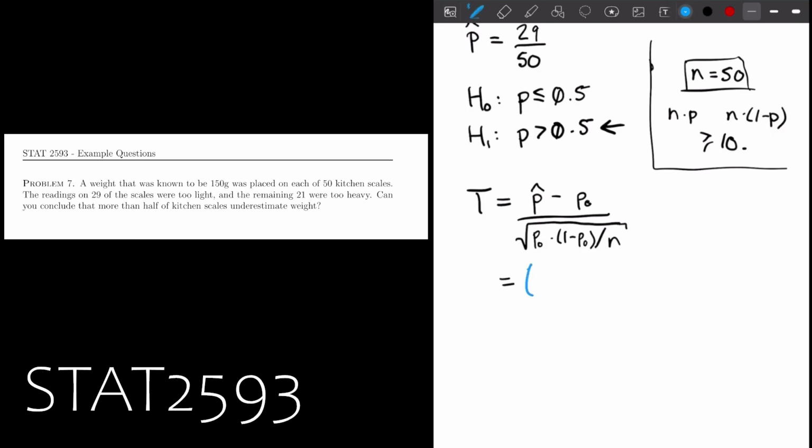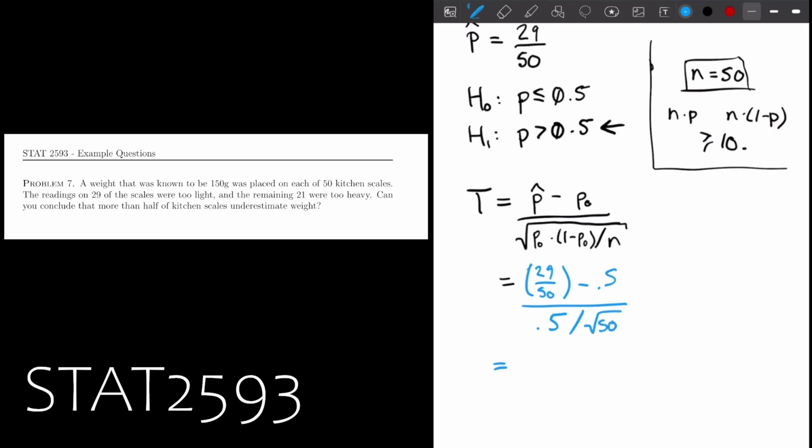And so we can actually just fill in our values here. We get 29 over 50 minus 0.5, 0.5, not 0.05, divided by the square root of 0.5 times 0.5, which is 0.5, divided by the square root of n. Right? And in this case, the square root of n is the square root of 50.